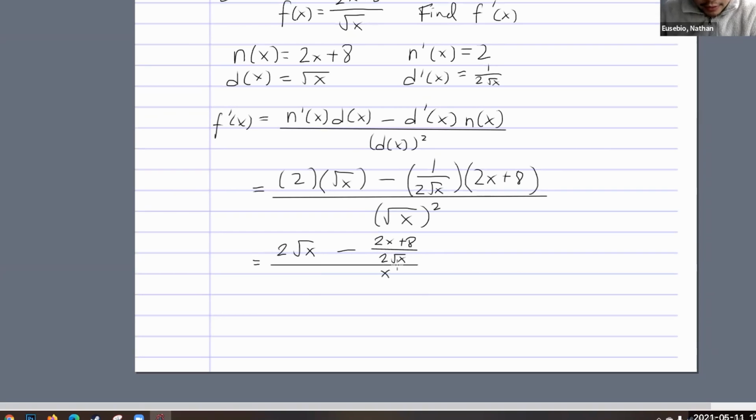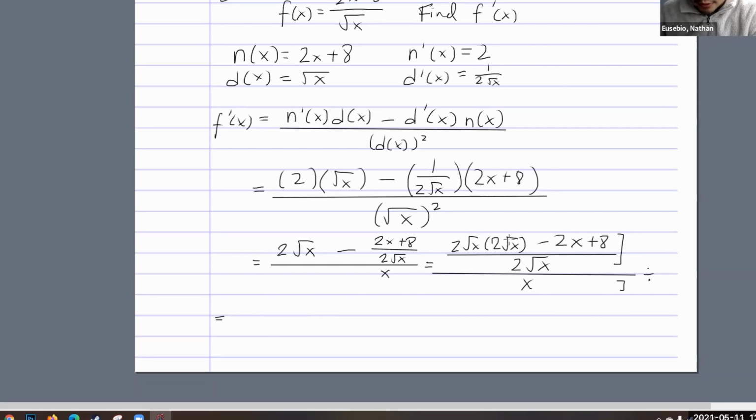So I see a fraction there. There's a couple things we can do. I'm going to do a common denominator. That's 2 root x times another 2 root x, minus 2x plus 8, all over 2 root x, all over x. So here's what we're going to do. We're going to simplify. Again, this is the numerator, and I'm going to divide it by that at the end of it. Something to keep in mind.